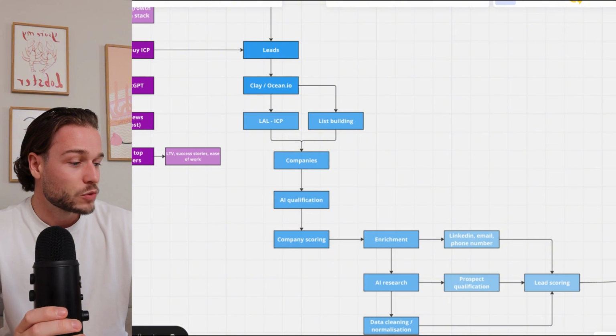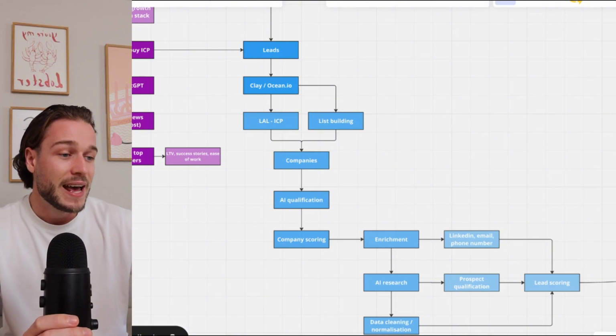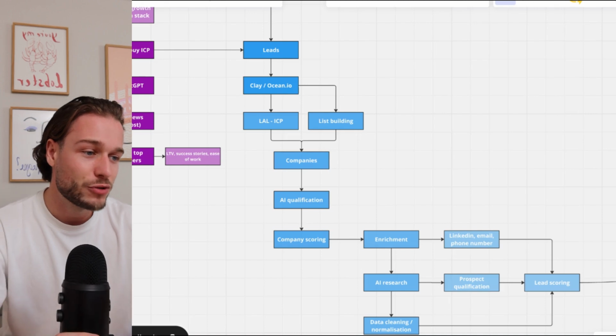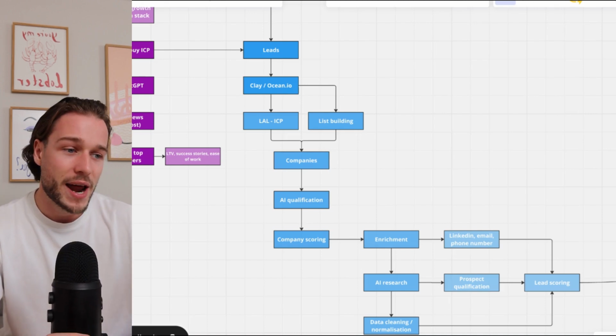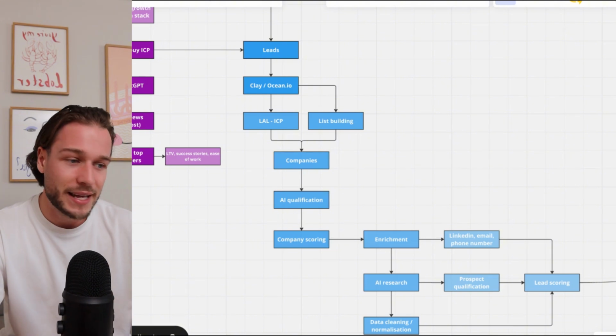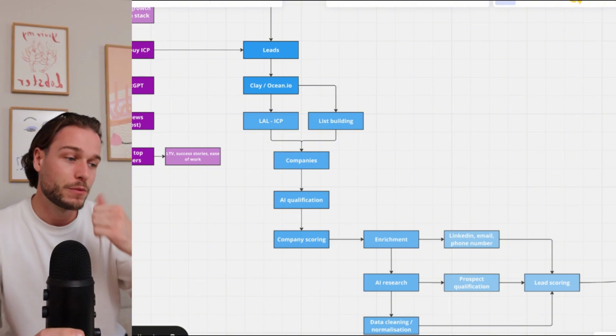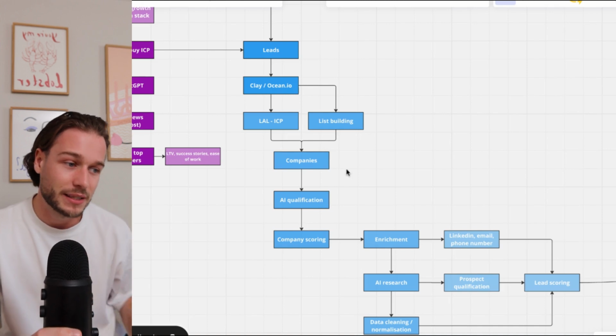Alongside that, you can also just do general list building, utilizing the filters that we've already determined: industry, niche, location, headcount, revenue, growth rate, tech stack, all those sort of things. We put that together and we build lists. From here we get lists of companies. So now we have lists of companies from the lookalike audience and the list building that we've done.